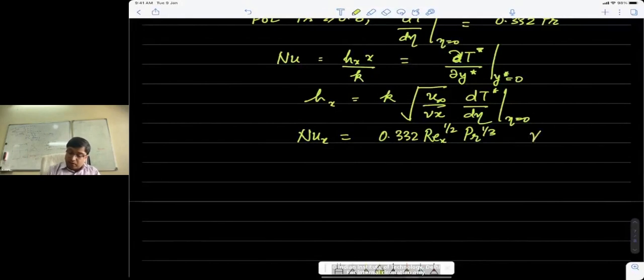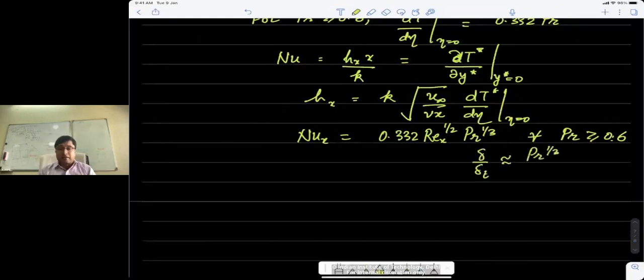So this is true for Prandtl number greater than 0.6. And what it also shows you is that if you take the boundary layer thicknesses delta by delta t, which I mentioned in the last class, this is proved from this solution actually, that delta by delta t becomes Prandtl to the power one third.